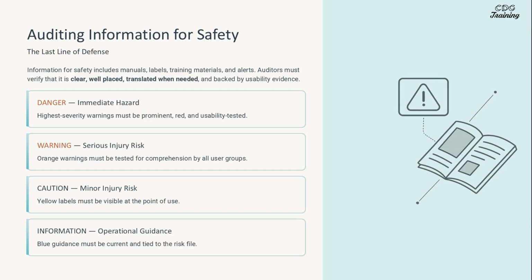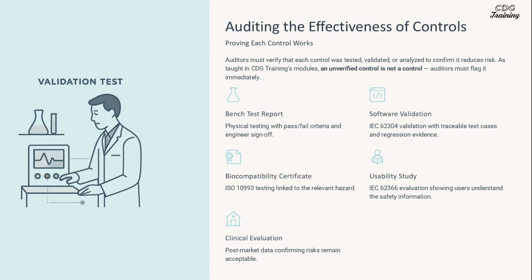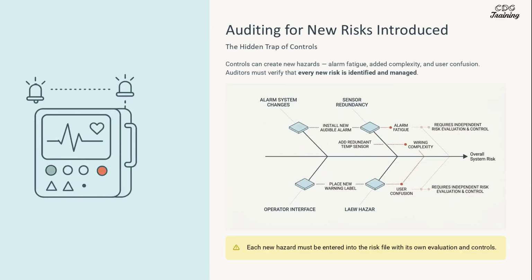Information for safety includes manuals and alerts. Auditors must ensure this information is clear, well-placed, and usability tested to effectively communicate risks. Auditors must verify that each control was tested and validated to confirm risk reduction. Unverified controls are not acceptable and must be flagged immediately. New risks can emerge from changes in controls. Auditors must identify and manage these risks to maintain safety and effectiveness.